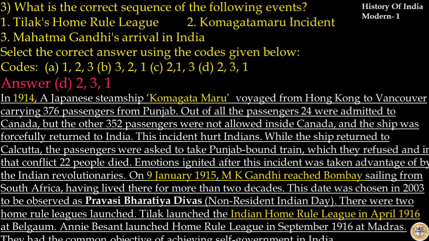On 9th January 1915, M.K. Gandhi reached Bombay, sailing from South Africa, having lived there for more than 2 decades. This date was chosen in 2003 to be observed as Pravasi Bharatiya Divas, that is Non-Resident Indian Day. There were 2 Home Rule Leagues launched. Tilak launched the Indian Home Rule League in April 1916 at Belgaum. Annie Besant launched the Home Rule League in September 1916 at Madras. They had a common objective of achieving self-government in India. So here the answer to this question is option D, 231.